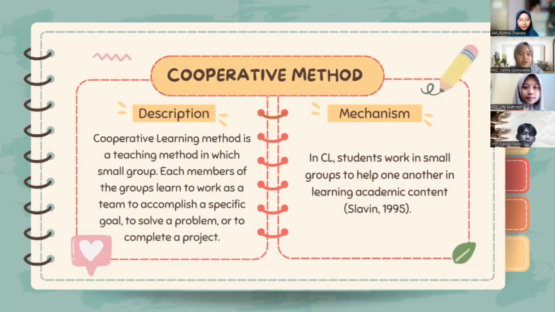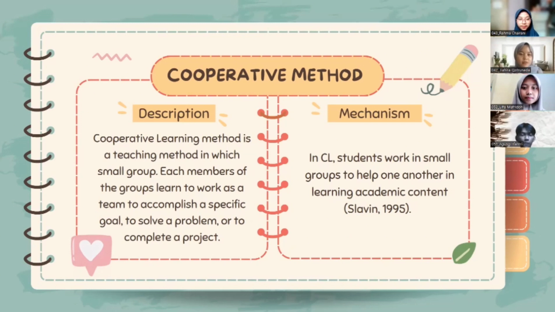So you can see on the screen that Slavin said, in CL or cooperative learning method, students work in small groups to help one another in learning academic content, which means the process of cooperative method involves the students to work together in small group to understand the material, to complete the project, to solve the problem, and so on. So in this method, the role of teacher is as facilitator. The teacher has to monitor group and observe how students collaborate, communicate, and contribute to complete the task.